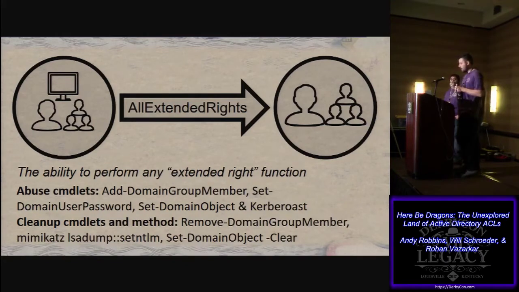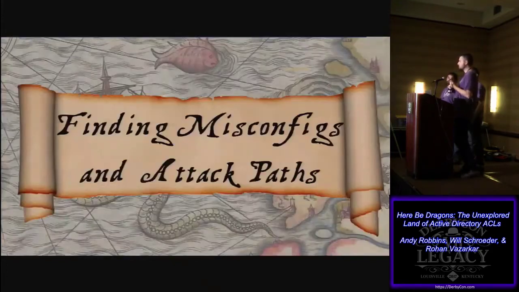Next, we have the AllExtendedRights privilege. This means that we have any privilege that is defined as being an extended right in Active Directory. This includes resetting passwords and adding people to groups. So you can see a pattern here: either you can change someone's password, Kerberoast them, add someone to a group, or you have all these other privileges that can get you there, right? So those are the primitives, and those are the cmdlets that are associated with them.